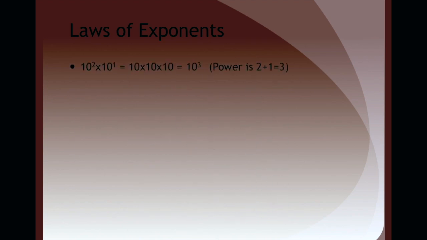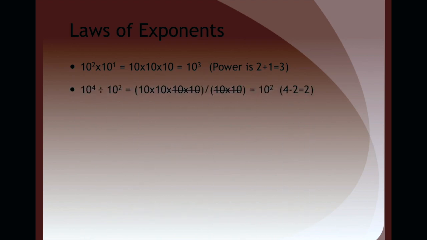Let us take an example of multiplying 10 raised to power 2 with 10 raised to power 1. So if we expand, it becomes 10 into 10, which is 10 raised to power 2, and 10, which is 10 raised to power 1. So if we multiply and convert back into exponential form, it becomes 10 raised to power 3. So from this example, we can see that the powers are being added. So 10 raised to power 2 into 10 raised to power 1, the powers are 2 plus 1, becomes 10 raised to power 3.